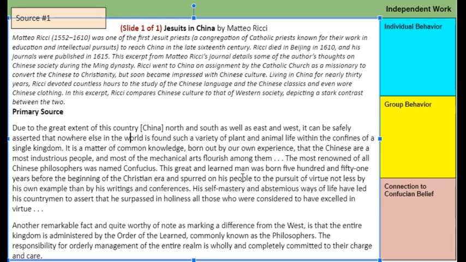So now I want to label this as group behavior, but I don't want to start retyping the whole thing. This is how I'm going to do it. Nowhere else in the world is such a variety of plant and animal life within the confines of a kingdom. So you see, I just highlighted it. Now I want to say that within this kingdom, they have a whole lot of plant and animal life. I want it to be in group behavior because it's speaking about the whole kingdom, that they have so many different types of things.